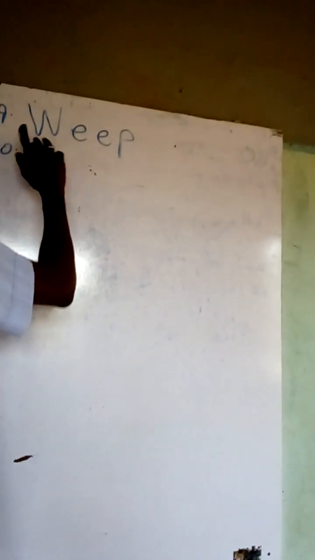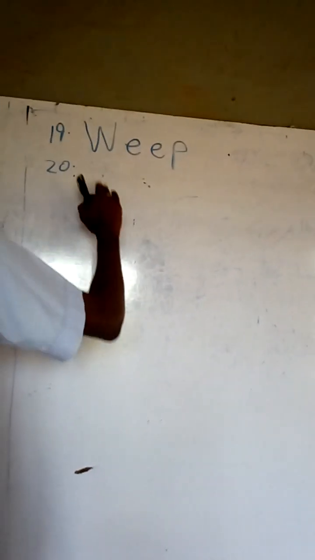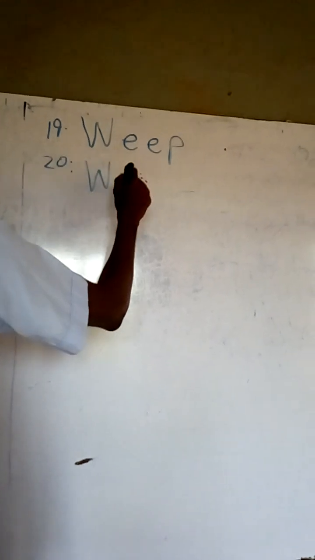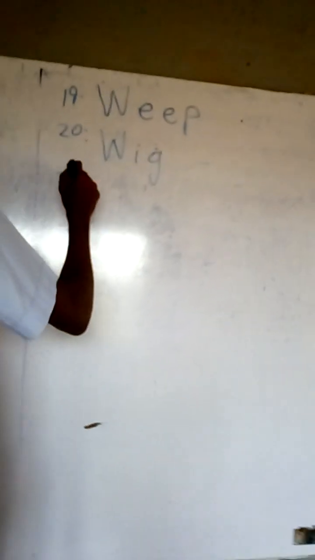Whip, whip. Wig, W-I-G. Very good. This letter W. W-I-G. Wig. W-I-G. Wig. That was very good.